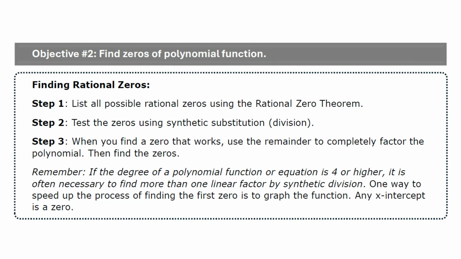find the zeros. Remember, if the degree of a polynomial function or equation is 4 or higher, it is often necessary to find more than one linear factor by synthetic division. One way to speed up the process of finding the first zero is to graph the function. Any x-intercept is a zero.